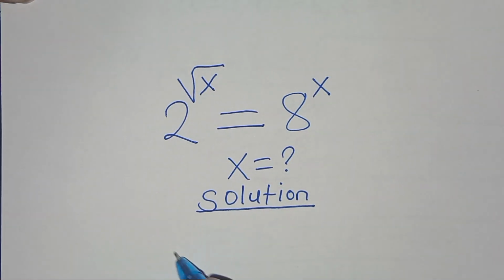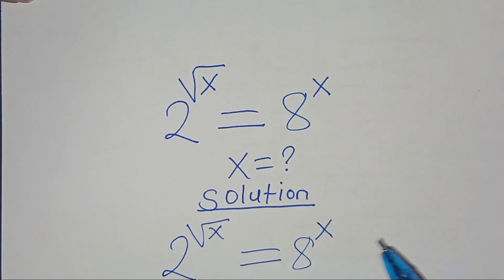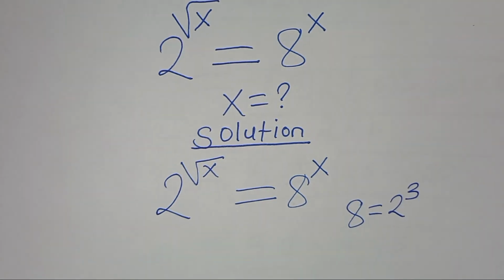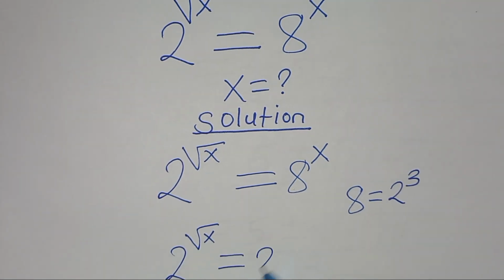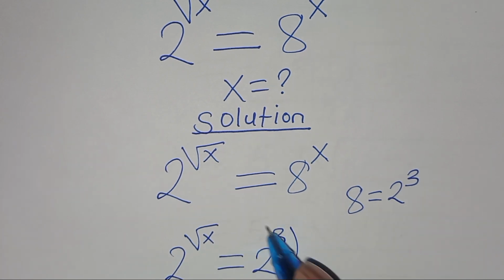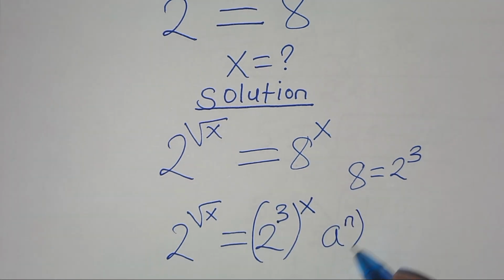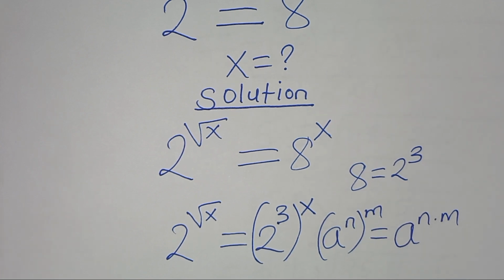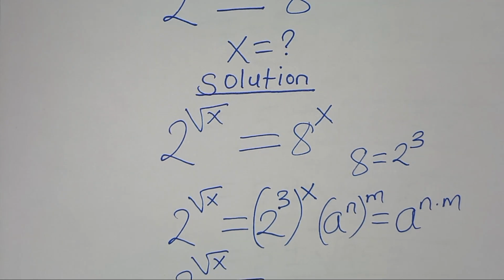Solution from here, we have 2 to power square root of x equal to 8 to power x. We can express 8 as 2 to power 3. Therefore, we'll have 2 to power square root of x equal to 2 to power 3 raised to power x. So applying the exponent property that a to power n raised to power m can be expressed as a to power n times m, we'll have 2 to power square root of x equal to 2 to power 3x.